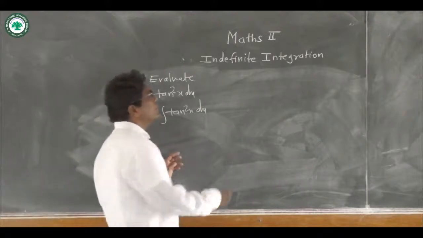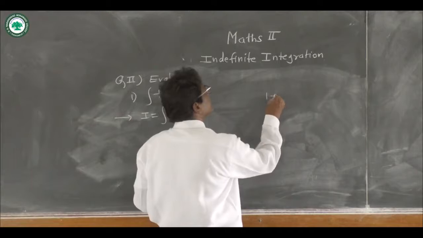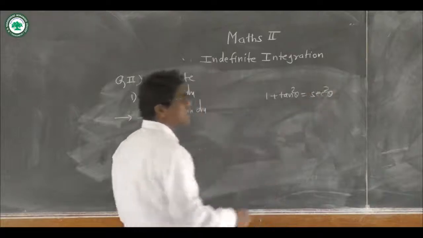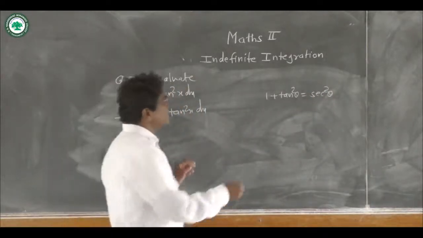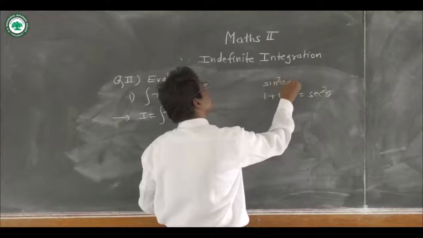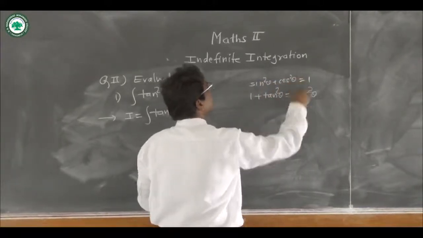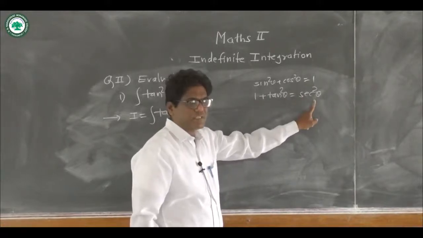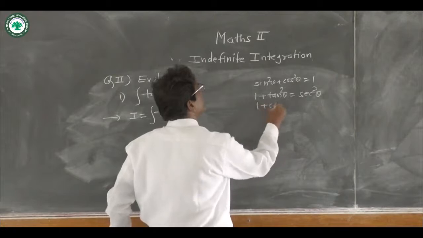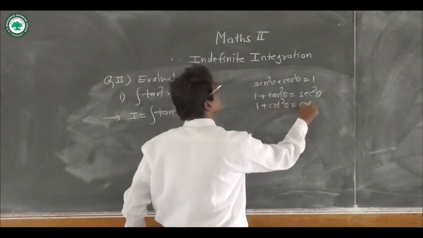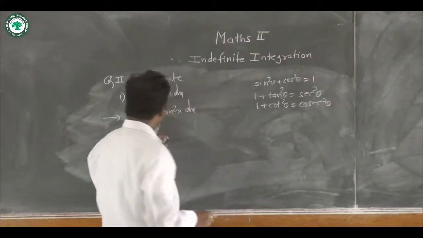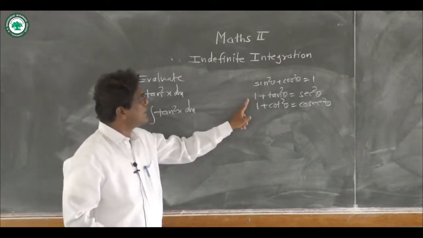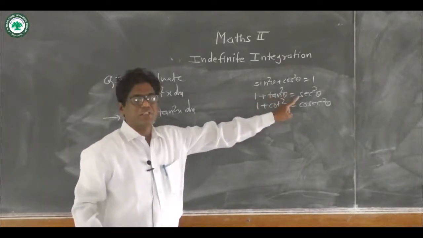Now we know that 1 plus tan square theta is equal to sec square theta. This is the second fundamental identity. First fundamental identity, sin square theta plus cos square theta is equal to 1. This is the second fundamental identity, 1 plus tan square theta is equal to sec square theta. And third fundamental identity, 1 plus cot square theta is equal to cosec square theta. Now here, since in the problem there is tan square x, we use the second fundamental identity, 1 plus tan square theta is equal to sec square theta.